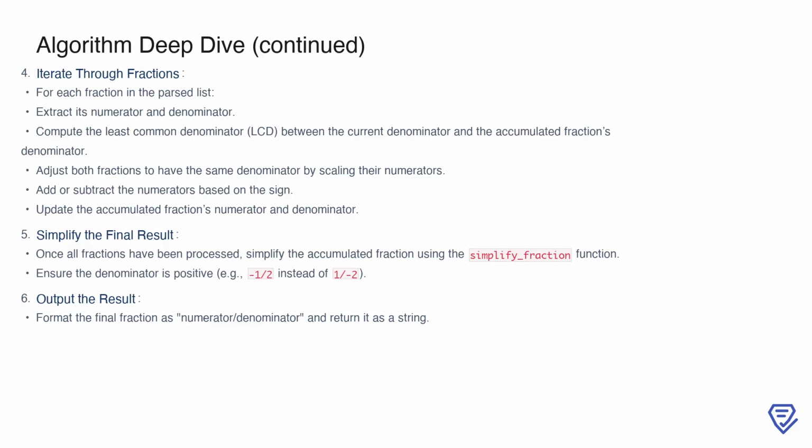Once all fractions have been processed, we simplify the resulting fraction using the simplify_fraction function to ensure it is in its simplest form. It's important to verify that the final denominator is positive for correct formatting. Finally, we return the result as a string in the format numerator/denominator, which represents the evaluated expression.